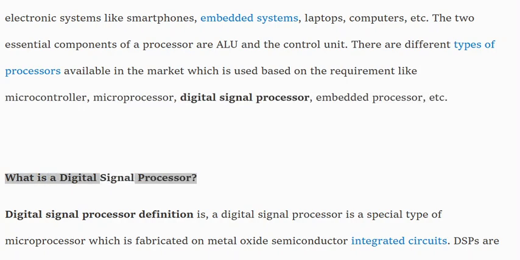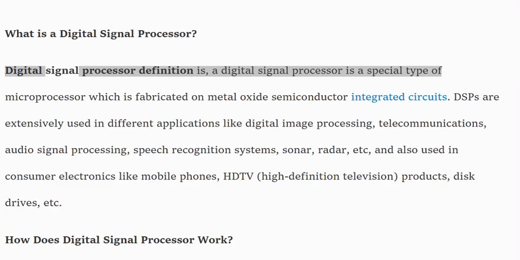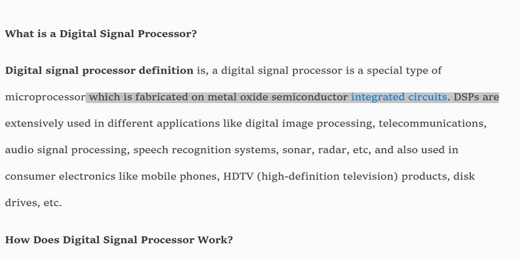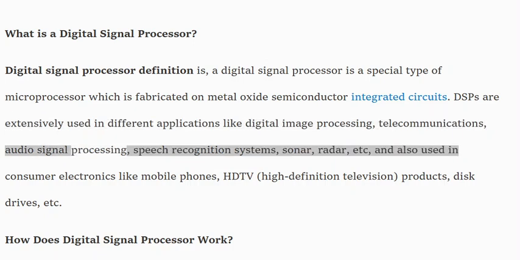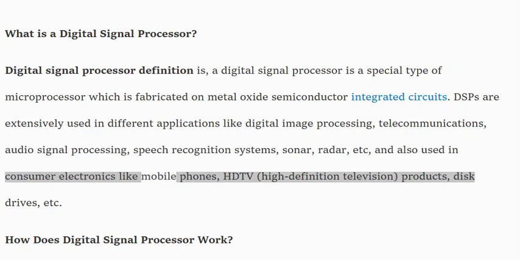What is a digital signal processor? Digital signal processor definition: a digital signal processor is a special type of microprocessor which is fabricated on metal oxide semiconductor integrated circuits. DSPs are extensively used in different applications like digital image processing, telecommunications, audio signal processing, speech recognition systems, sonar, radar, etc., and also used in consumer electronics like mobile phones, HDTV (high-definition television) products, disk drives, etc.